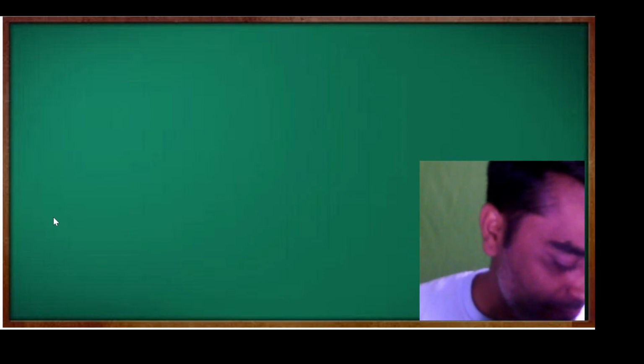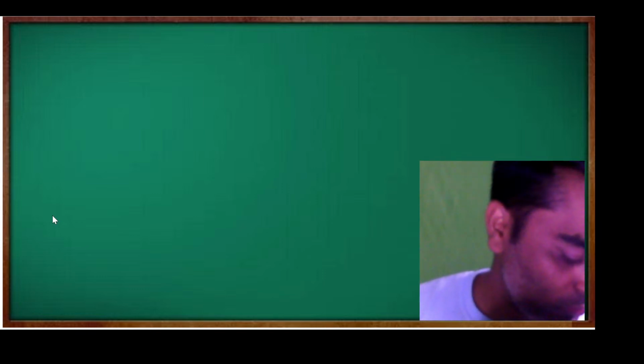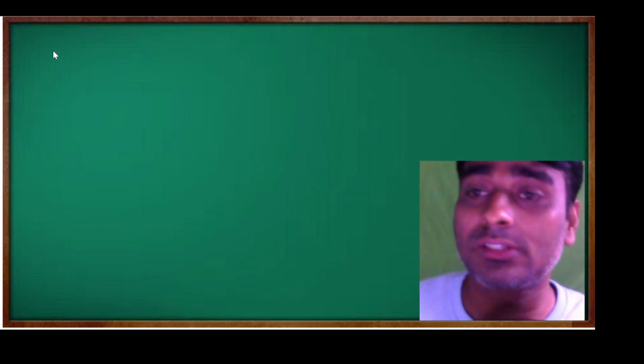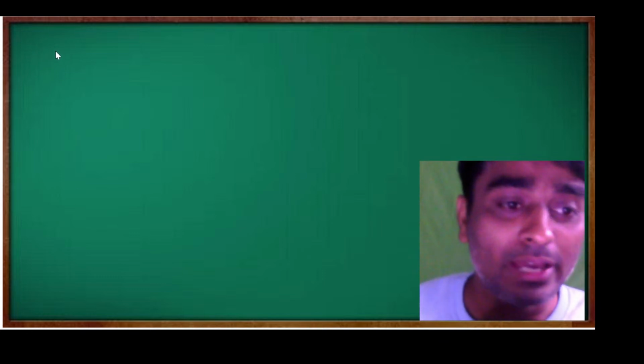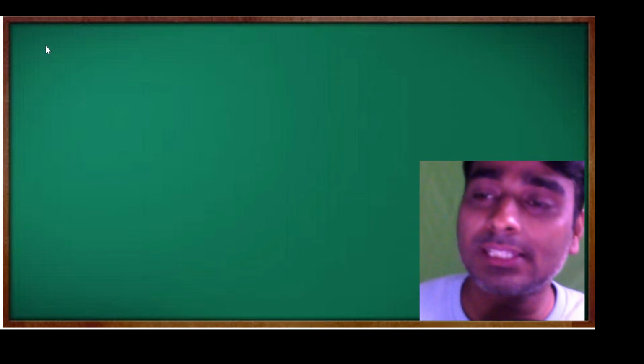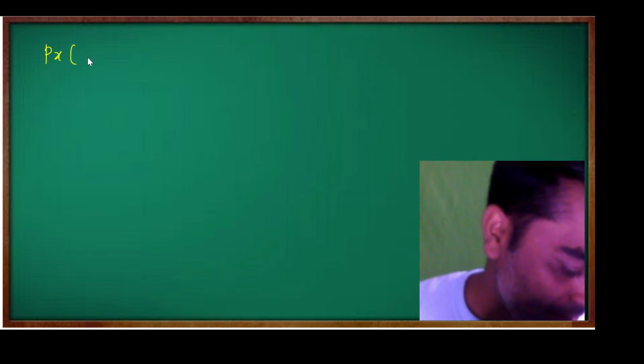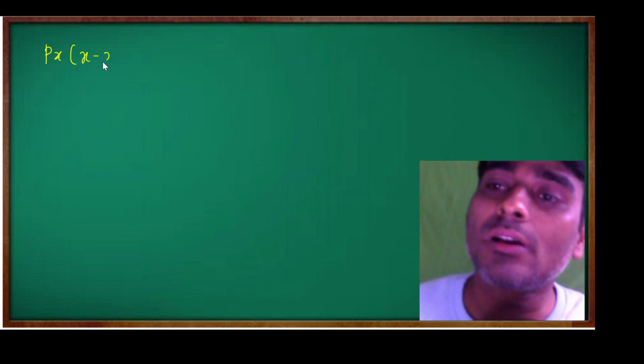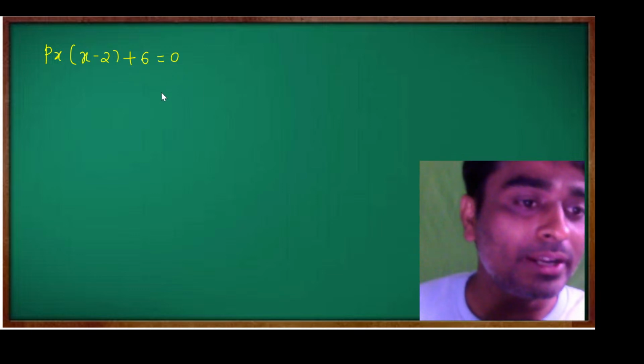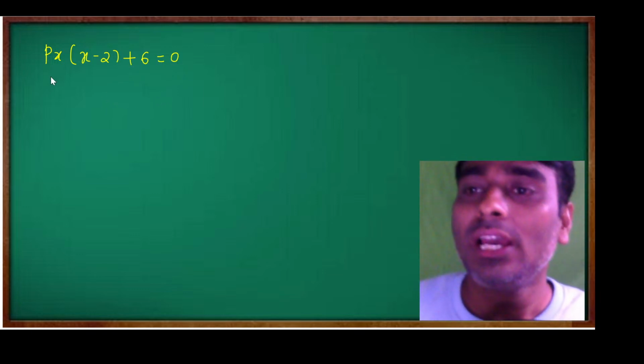Find the value of p for which the quadratic equation has two real, equal roots. So what is the quadratic equation given? px(x minus 2) plus 6 equal to 0. This is the quadratic equation given to you. You have to find the value of this p.